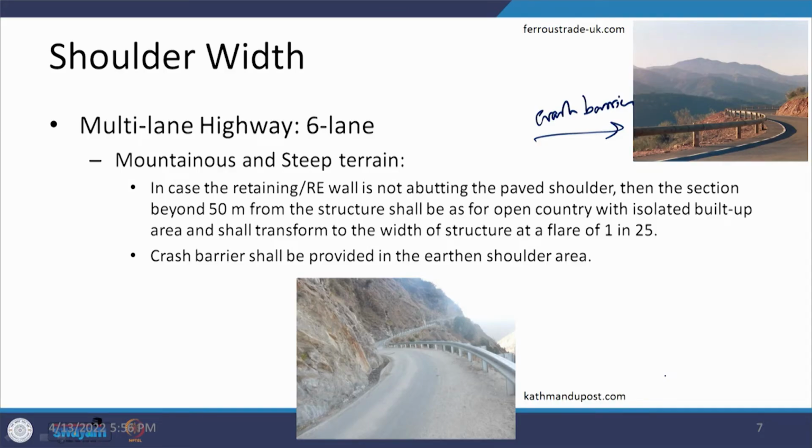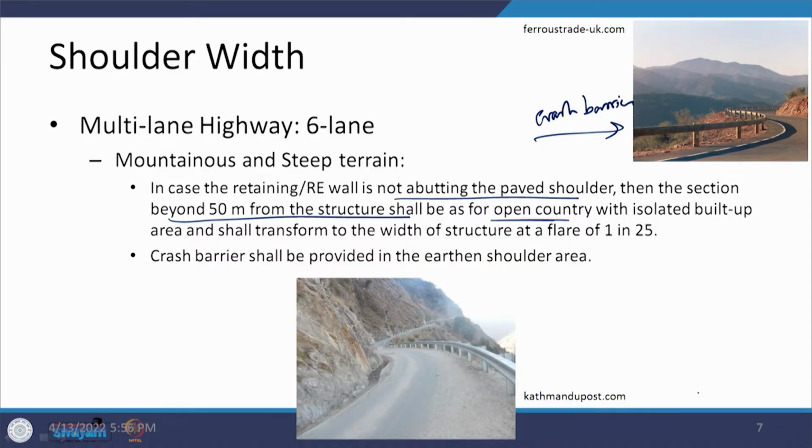Now, in case the retaining wall or RE wall is not abutting the paved shoulder, then the section beyond 50 meter from the structure shall be as for the open country. So, we have looked into the table. In the table we found that for a built up area, for the approaches to the grade separated structures or the other structures like flyovers, the widths are different as compared to the open country.